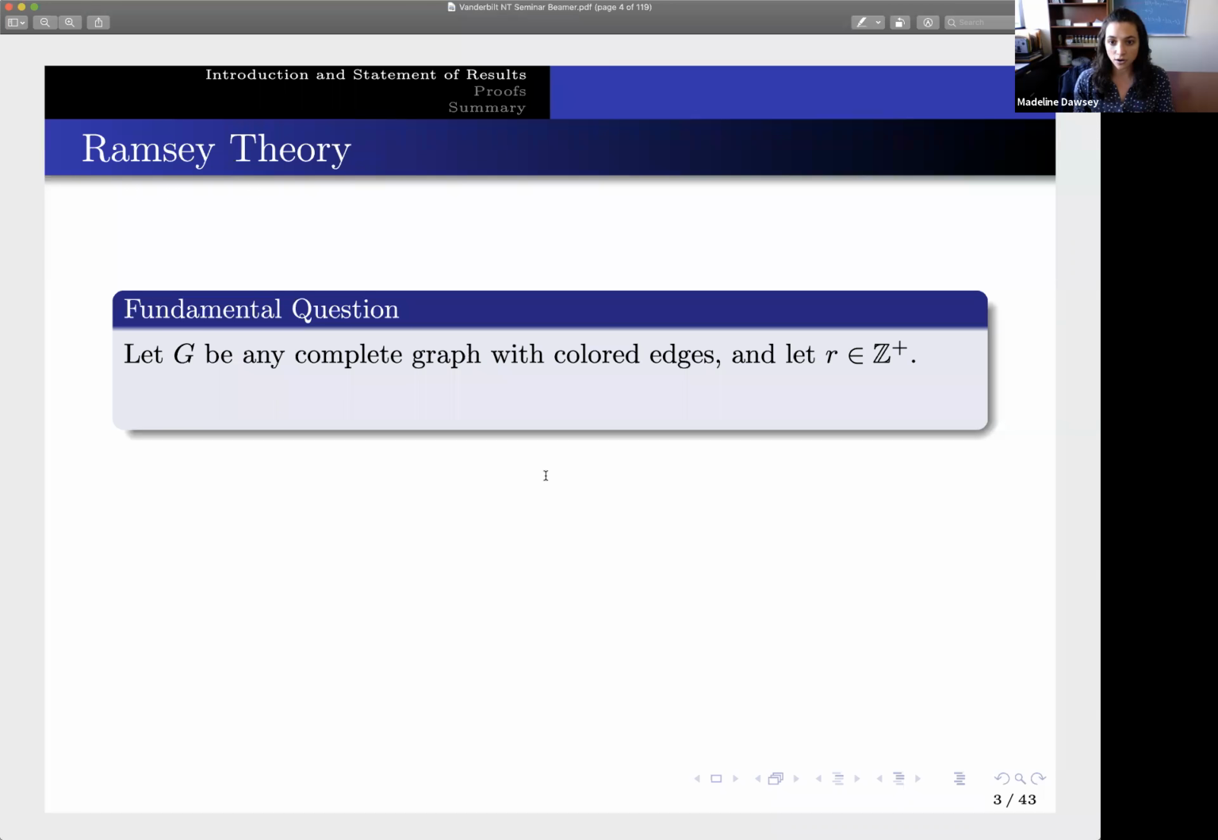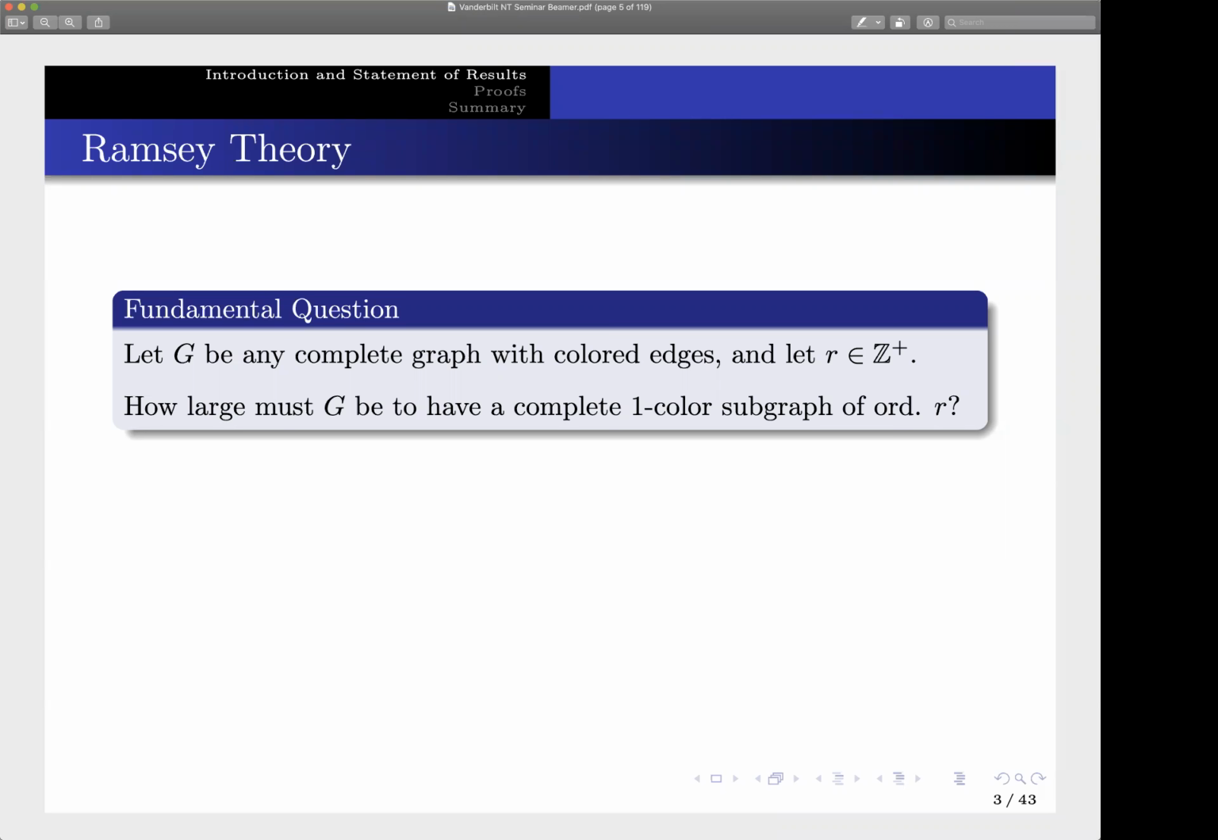We're going to let R be a positive integer. Now the fundamental question in Ramsey theory is: how large must a complete graph G be in order to be guaranteed that it has a complete monochromatic subgraph of order R? Order R means R vertices.